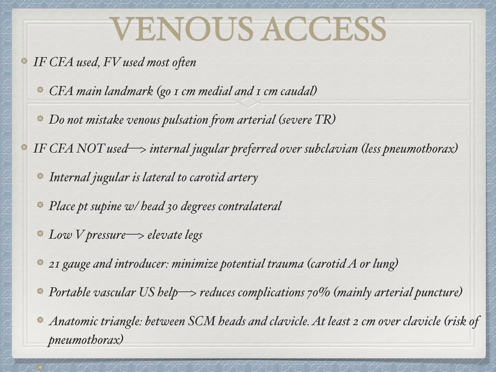If you're not using the common femoral artery, then the best approach recommended is the internal jugular over the subclavian due to less pneumothorax. These are the different technical aspects you should consider and use the ultrasound if you can, since it reduces complications 70%, mainly arterial puncture.